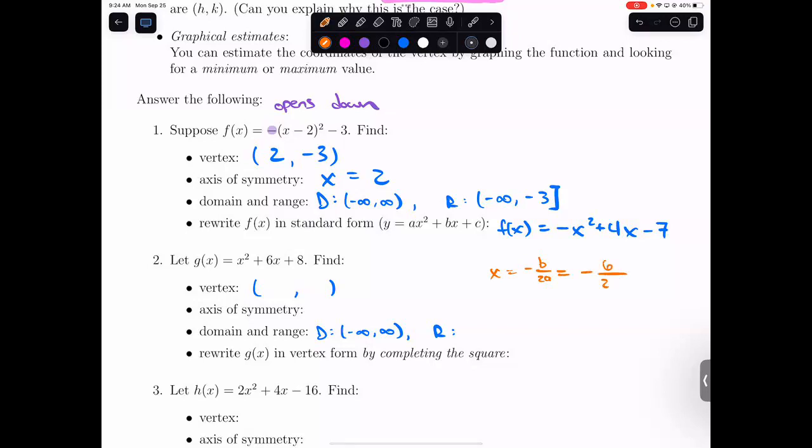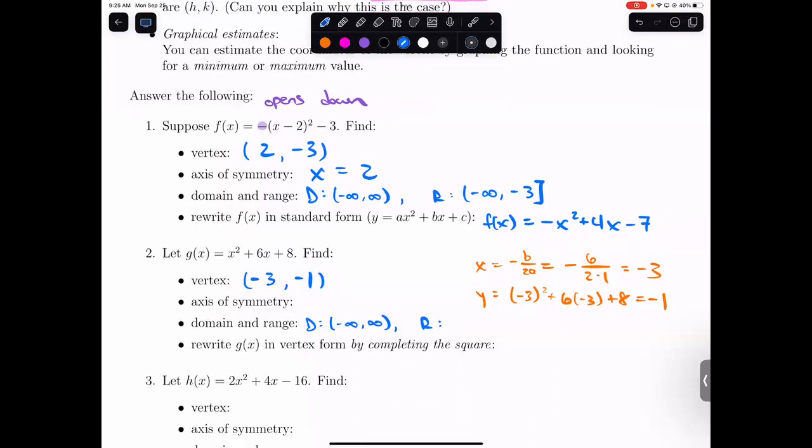B is 6 and a is 1. So that's -3. And then if I plug that back in, -9 minus 18, -1, maybe? I don't know. Somebody check that, but okay, cool.